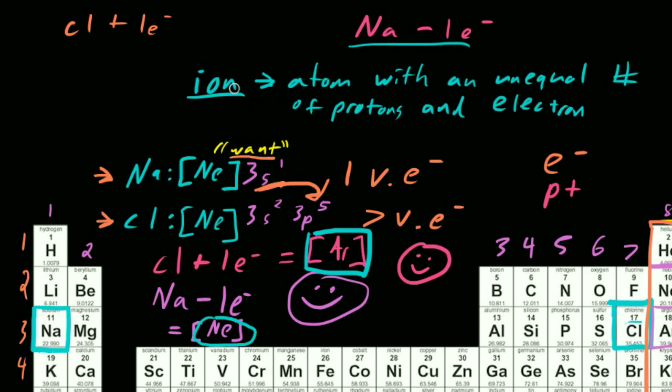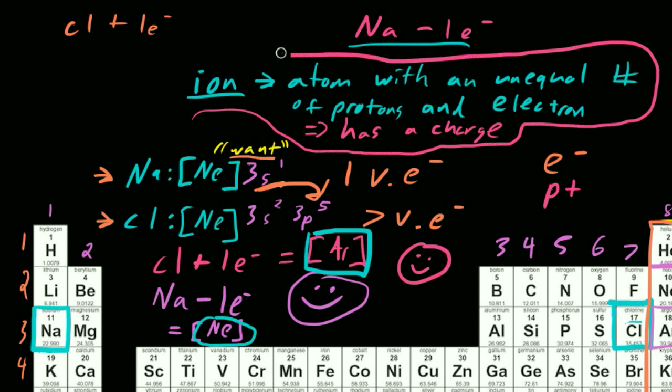So anyway, that is essentially an introduction to ions. Ions are atoms after one has either lost or gained an electron, and it essentially has an unequal number of protons and electrons, and therefore an ion has a charge associated with it. It's no longer a neutral atom. So let me circle this so maybe you can see it a little bit better. So anyway, that is your introduction to ions.